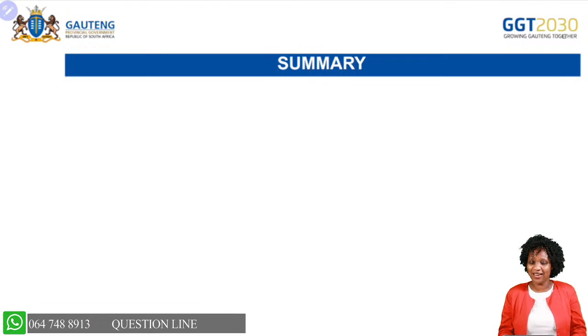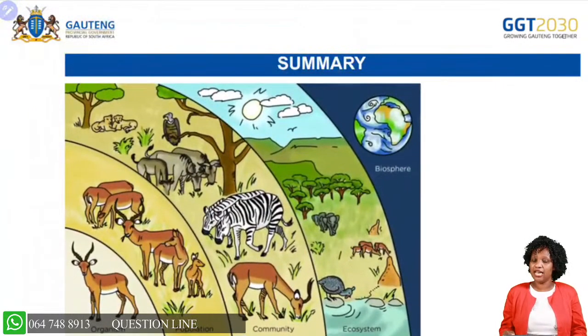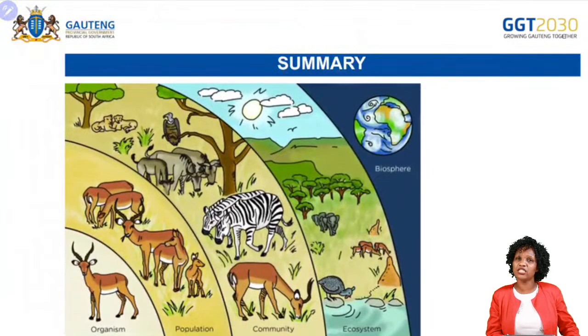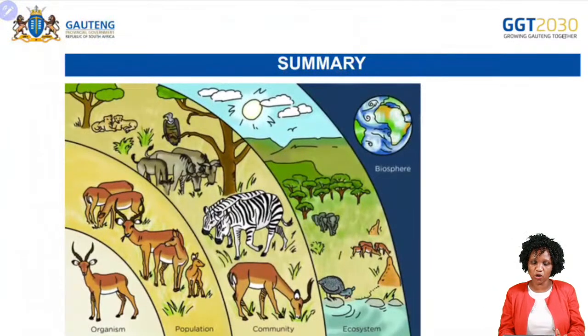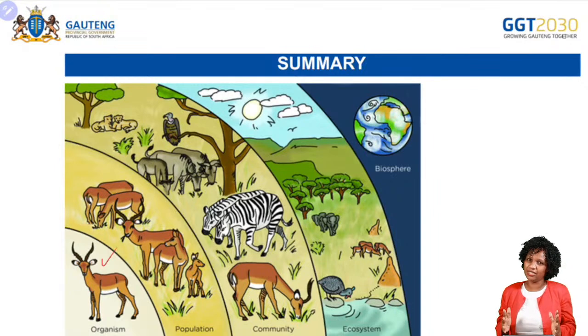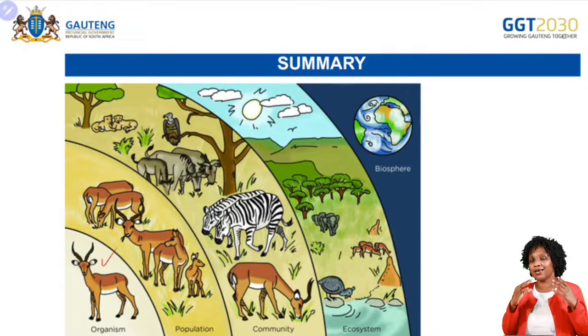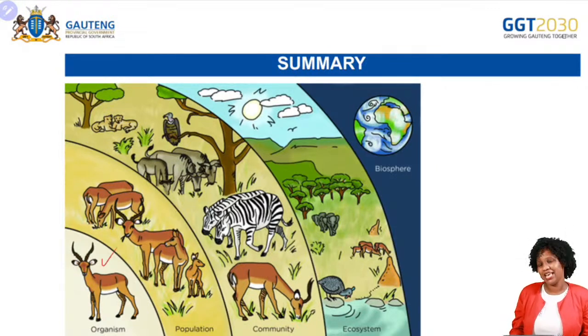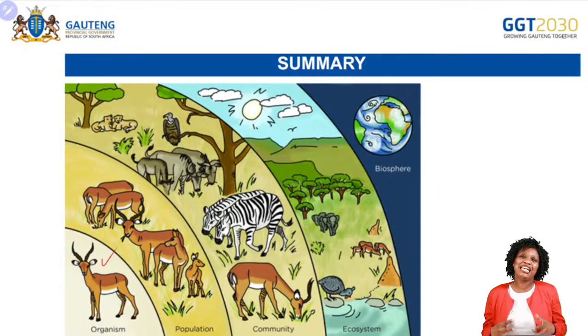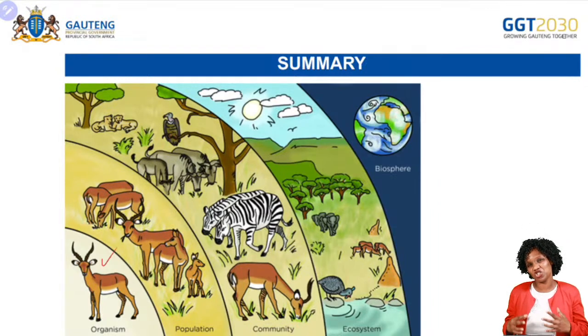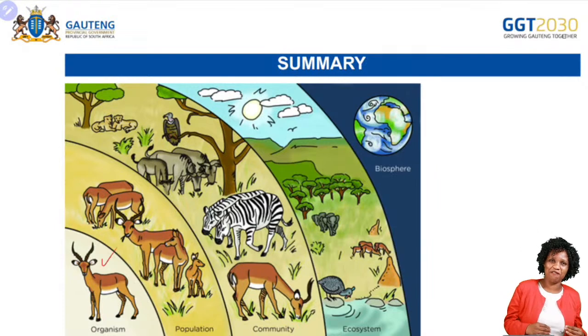Let's summarize our lesson. As we are summarizing our lesson, we've got different organisms that we've talked about. Let's look at the picture there. We've got an organism here, and then we've got a population. If it's one, just call it an organism. But if it is a group of the same species, that is a population. It means it is a group of the same species of animals living in the same environment.